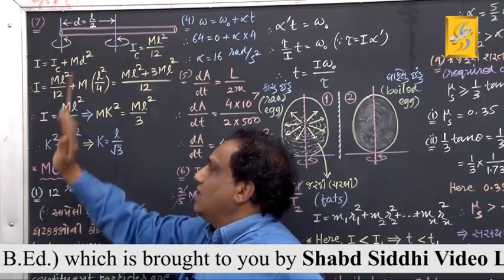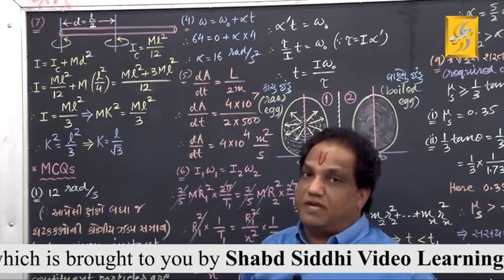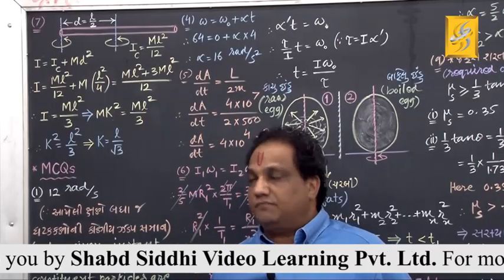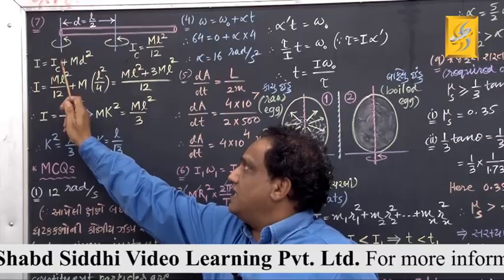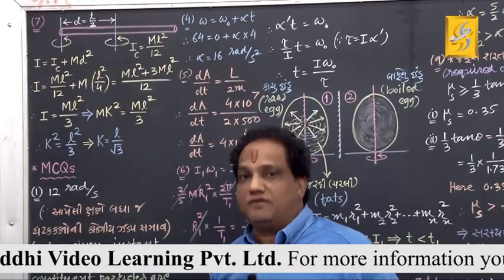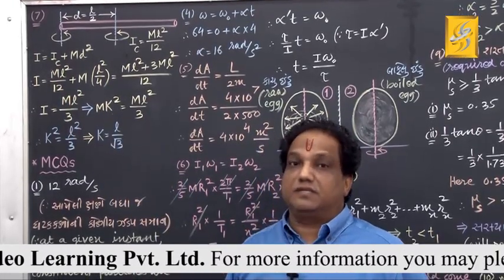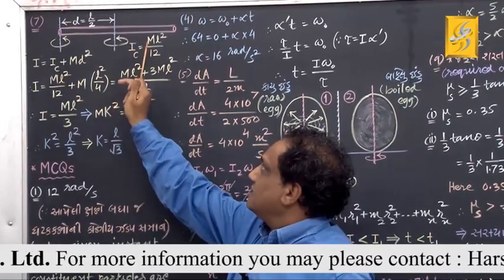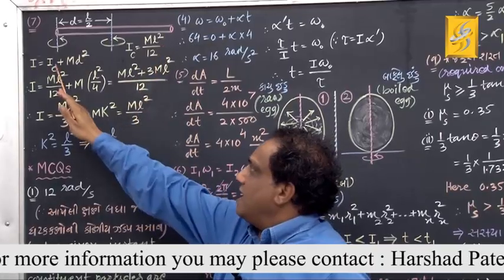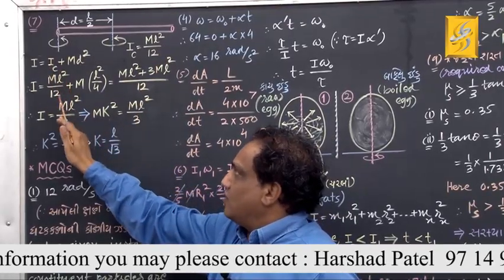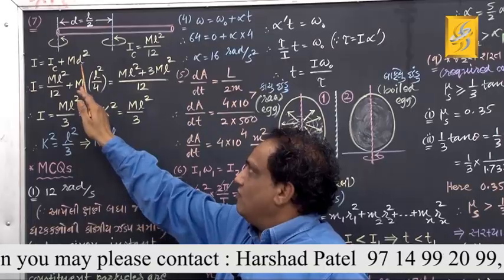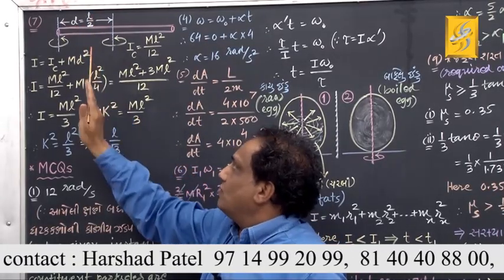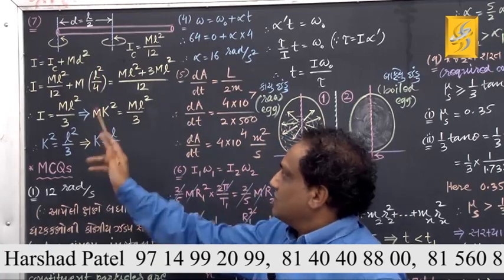Now recall the result which we had obtained in the parallel axis theorem. According to the parallel axis theorem, I equals IC plus MD square. IC is ML square upon 12, plus M times d square. What is this square from here? This square would be L square upon 4. Now simplify.